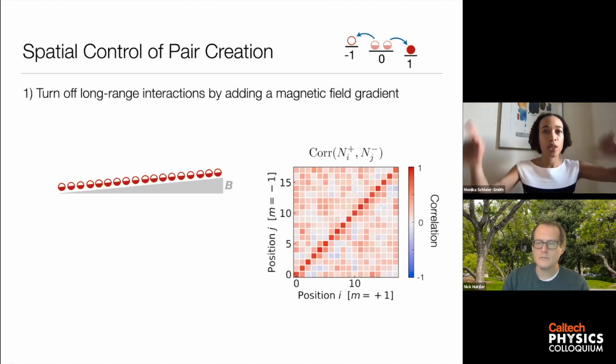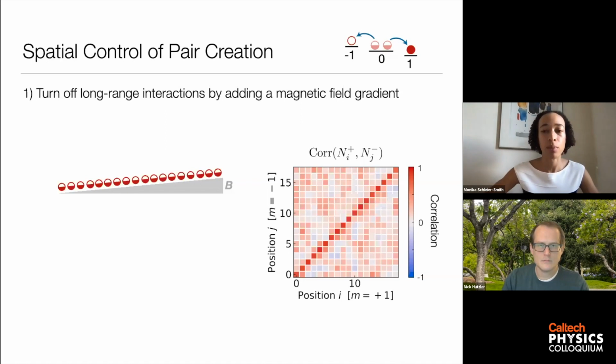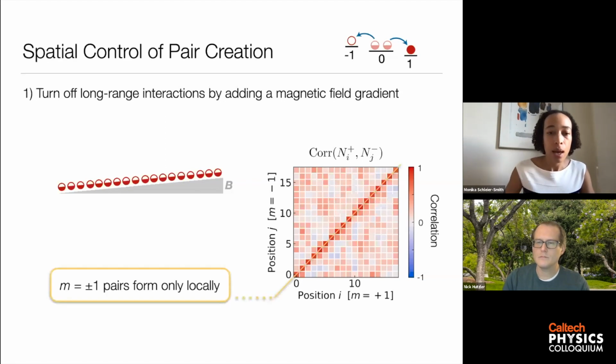Because at long range, there's an energy cost to making a +1, -1 pair. So here's a plot showing spatial correlations between the +1 and the -1 atoms, and those correlations are appearing only on the diagonal, which says we've made the interactions local by turning on this magnetic field gradient.